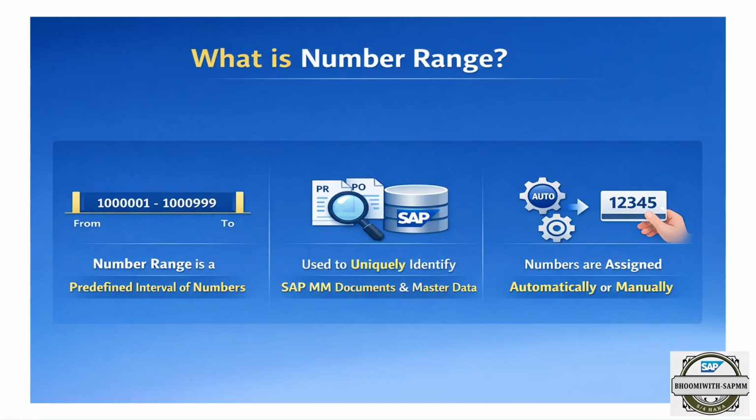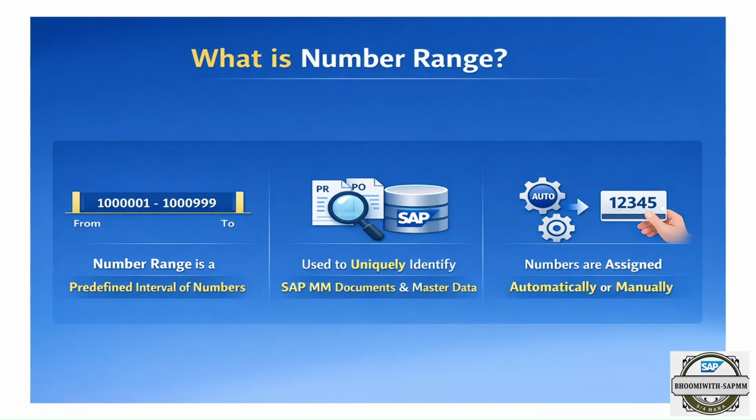What is number range? Now let's understand what number range is. In SAP MM, a number range is a predefined interval of numbers. For example, from 1000001 to 1000999. This number range is used to uniquely identify SAP MM documents and master data, such as a purchase requisition, purchase orders, and material master records.